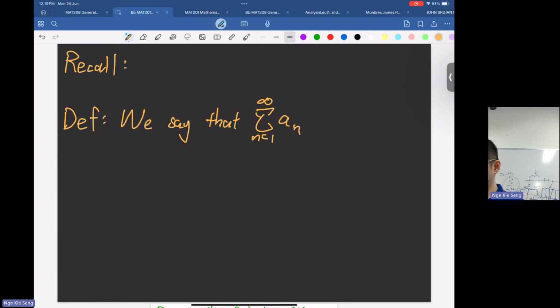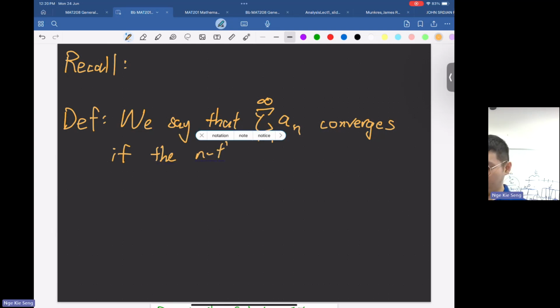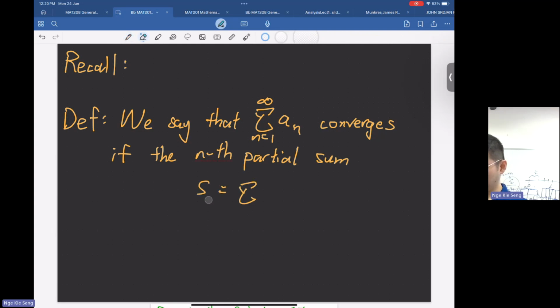Okay, so we said that this infinite series converges if the n partial sum. So how do we write the n partial sum here? So sum, let's say n equals 1 to m, converges. Correct or not?